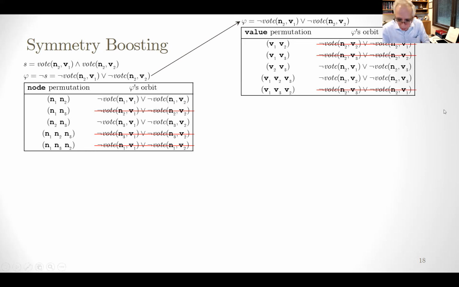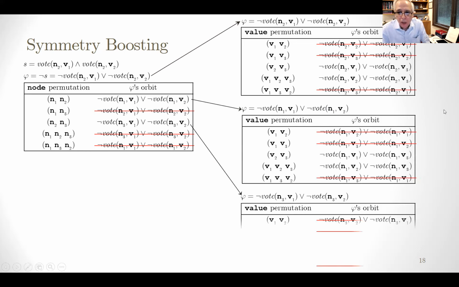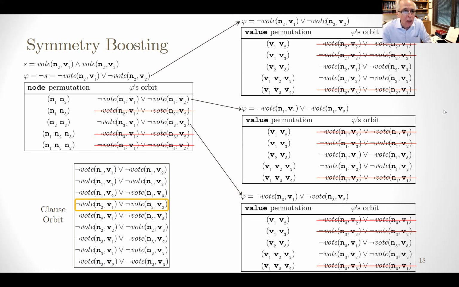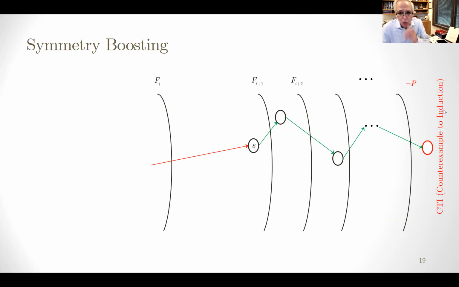Some of them are redundant and can be removed. Okay, and we end up with 9 clauses that represent the orbit of the clause that we started with. So phi is the clause we started with, and if you do all of this permutation stuff, you get 8 equivalents to it. So there's an orbit of that clause that is 9 clauses that are distinct, but they're all symmetric.